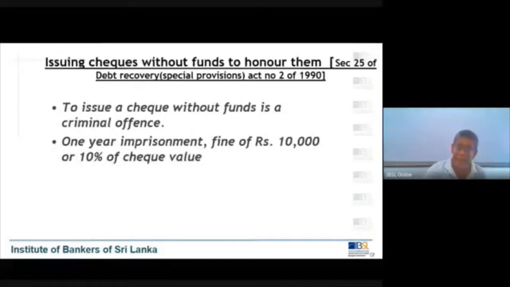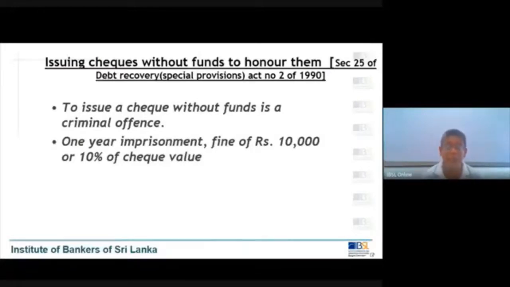Okay, clear? Now, apart from that, another important thing they have introduced to maintain the stability of the financial instrument: issuing a check without having the funds in your account is considered a criminal offense. That is issuing checks without funds, section 25 of Act No. 2 of 1990. We discussed that one, can you remember? We discussed it under protections of financial institutions. But there's a section called section 25 now.